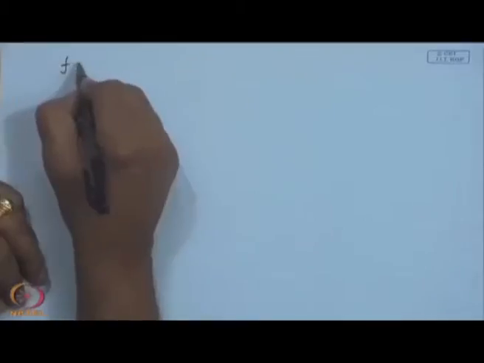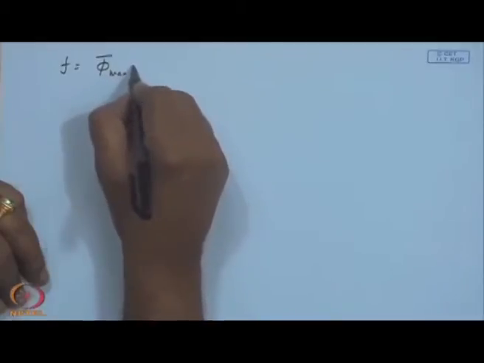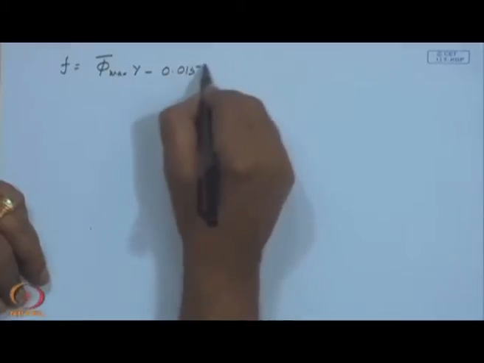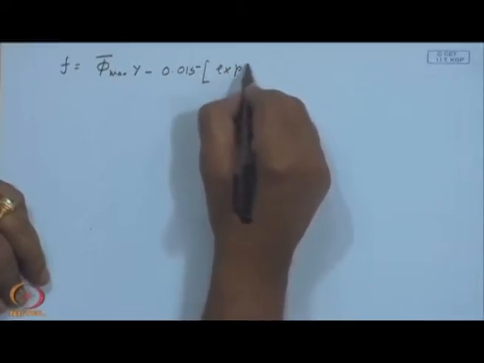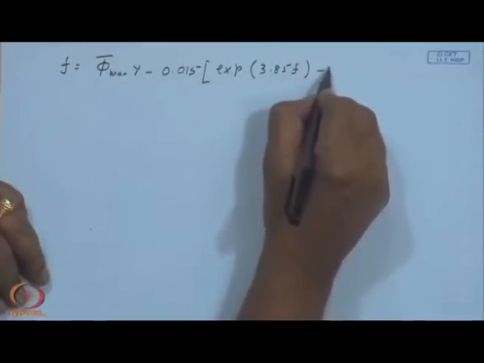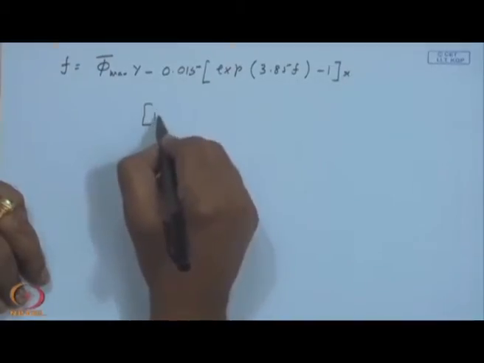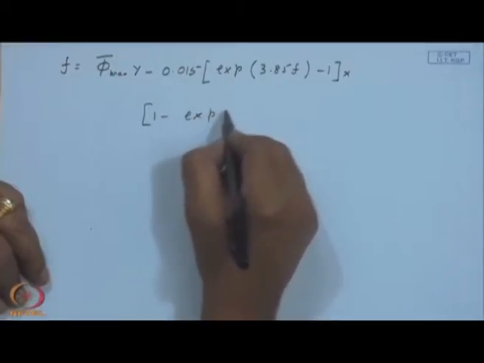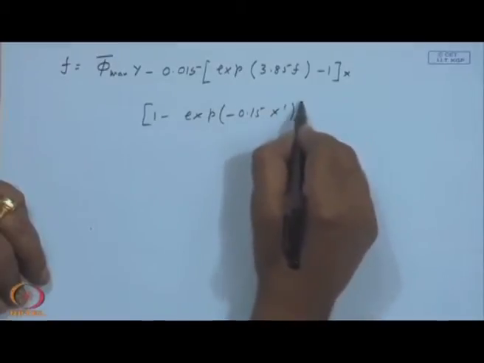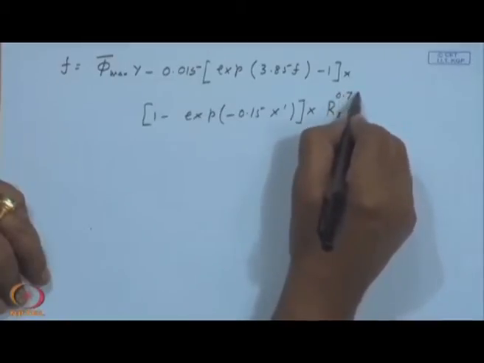So, f is phi bar max y minus 0.015 exponential 3.85 f minus 1 times 1 minus exponential minus 0.15 x dashed times R s to the power 0.76.